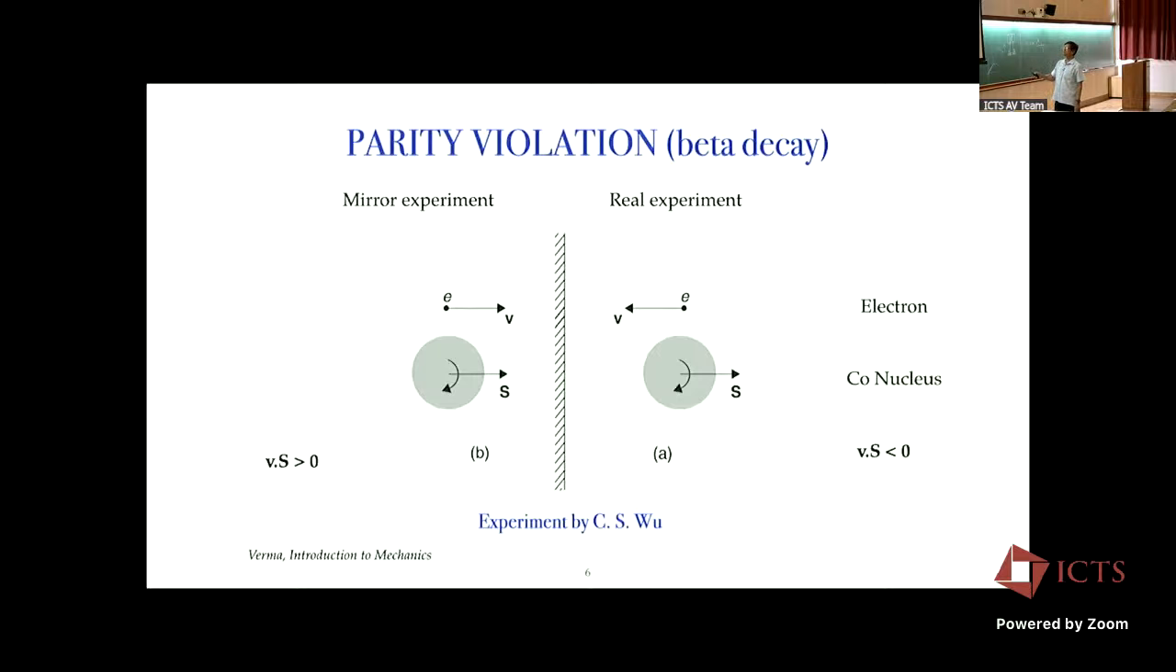So this experiment, by seeing it, we know that this is not a real experiment. So mirror symmetry is violated from this experiment. But now let's look at real life.